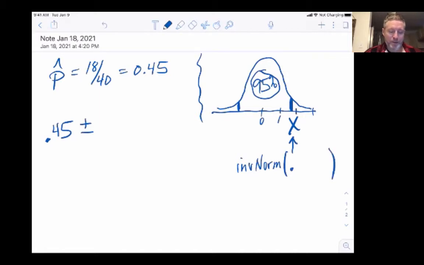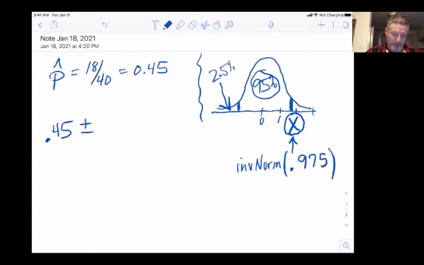However, the percent left of X is not 95%. It's actually 95% plus this little tail, which being perfectly symmetric, this tail would be 2.5%. There'd be 2.5% on both sides. So if you do inverse norm, you actually have to do inverse norm of 0.975, because to the left of X is actually 97.5% of the area under a normal curve.